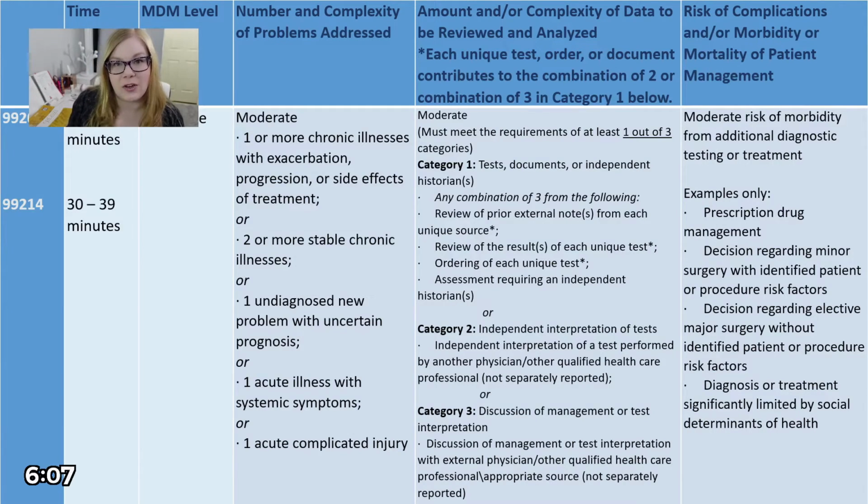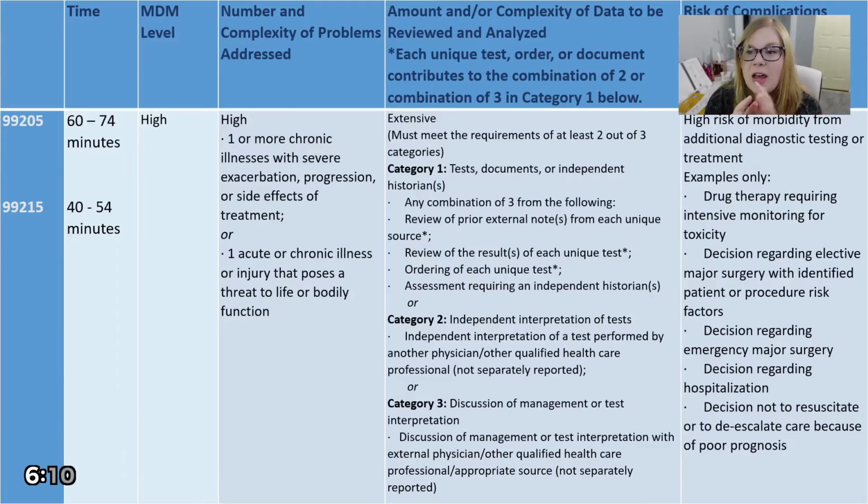And now our level 5 patient's time-based. It has to be 60 to 74 minutes for a new, 40 to 54 minutes for an established. 2 of the 3 criteria, number of diagnoses or treatment options have to be high. So 1 or more chronic illnesses with a severe exacerbation or side effects of treatment. Make sure you put that word severe in there.